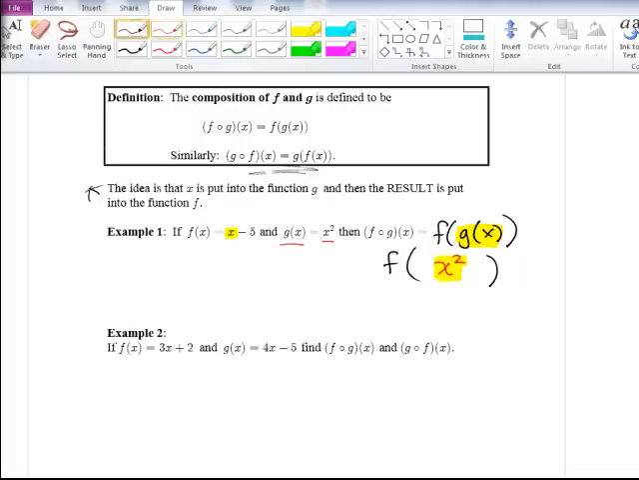So f of x squared, instead of x minus 5, would be x squared minus 5, right? So that means f circle g of x is a new function, which is x squared minus 5. You can see the first thing that happens to x is it's squared, and then the second thing that happens is 5 is subtracted. So we have a squaring function first and then subtracting 5.